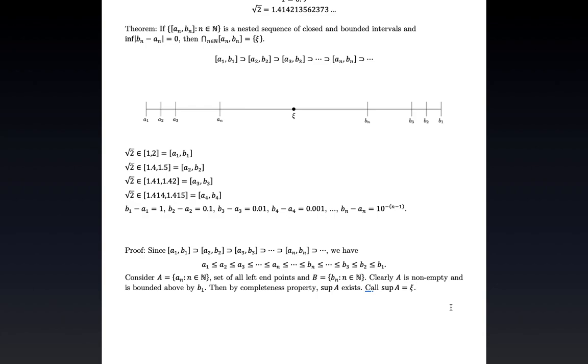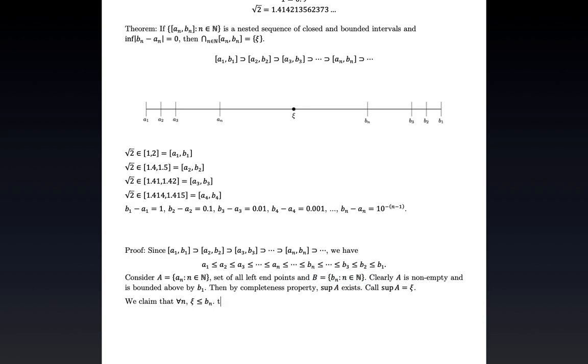Now we will show that xi is a lower bound of all the Bn's out there from this set B. So we claim that for all n, this xi is smaller than or equal to Bn, and this works as a lower bound of the set B.